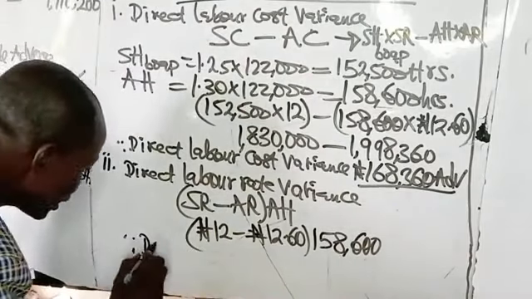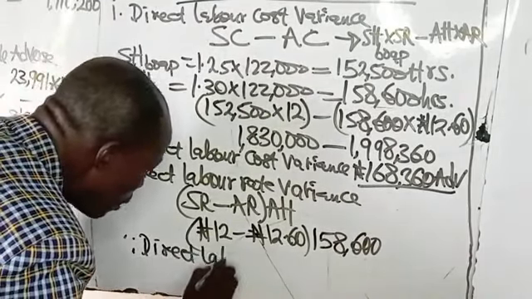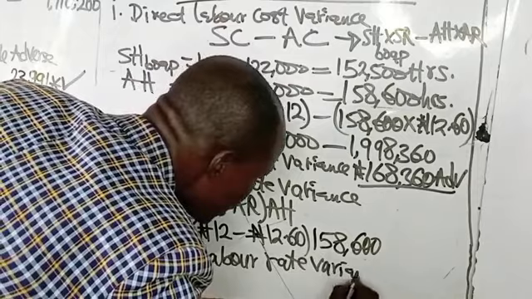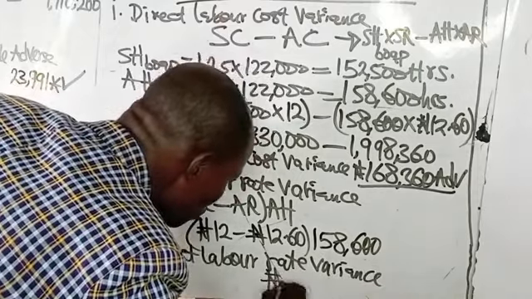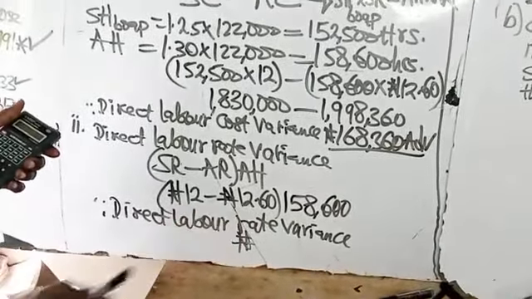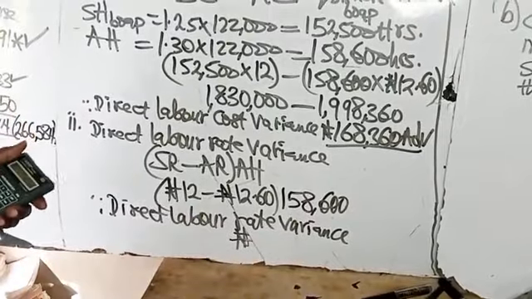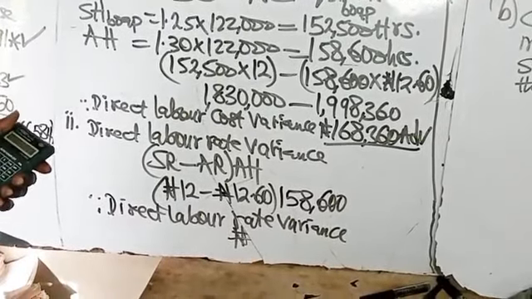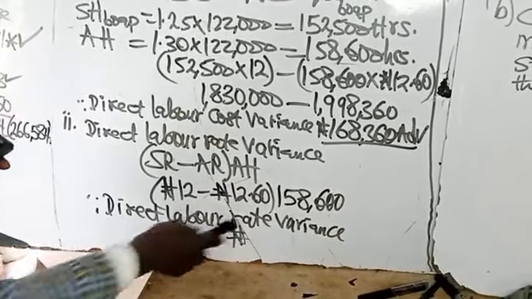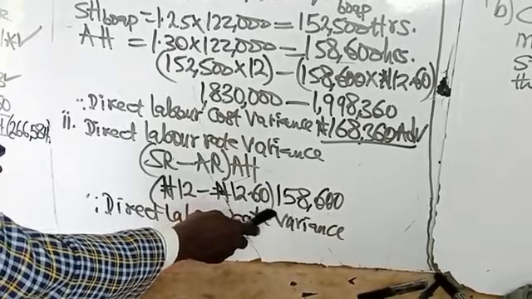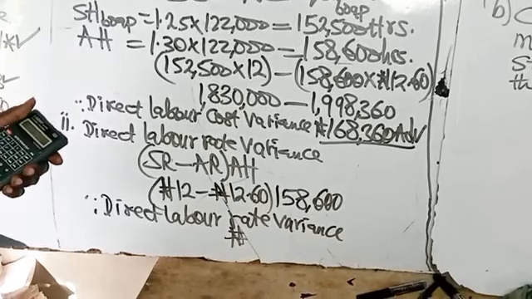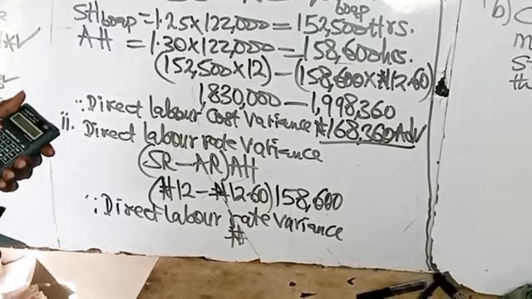Therefore, direct labor rate variance amounted to 12 minus 12.6, that is 0.6 times 158,600. So you have 95,160.